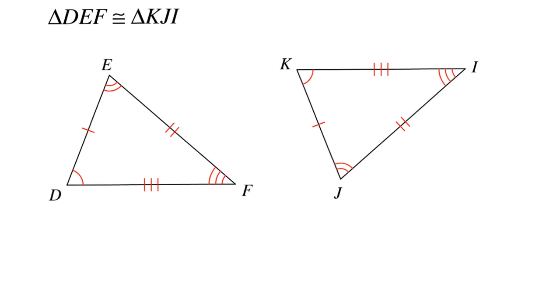And they have the same sides too. This side length is the same as this side length because they got the same marking on them. This side length and this side length is going to be the same, and then this side length is going to be the same as that side length.